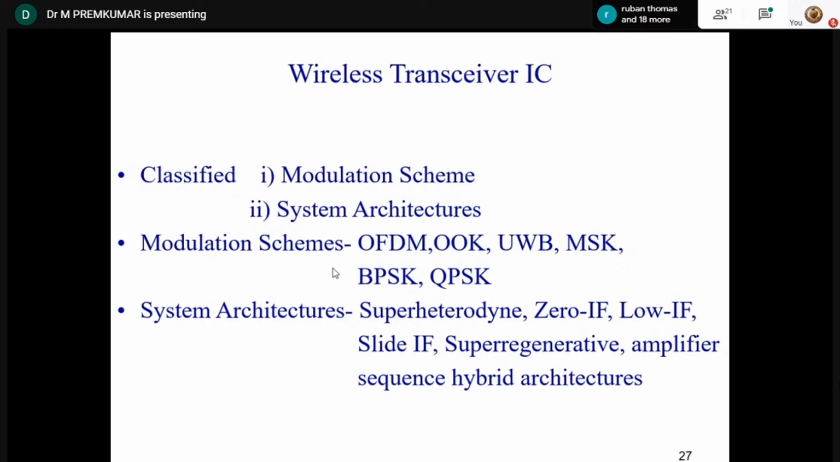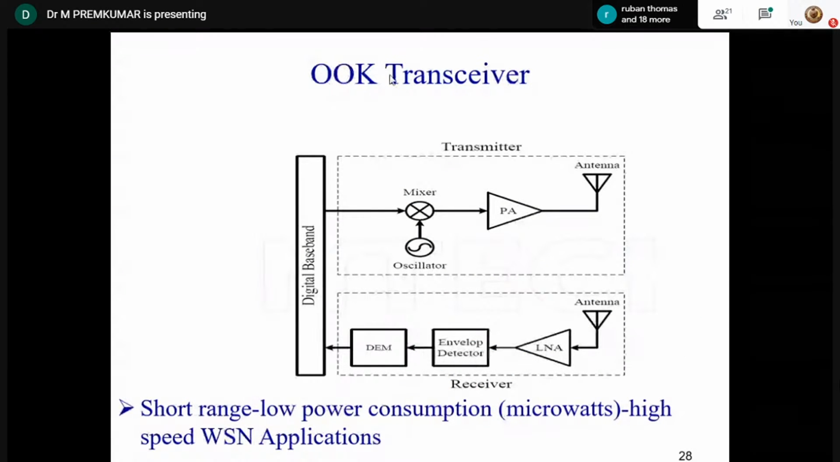Then this is the commonly used on-off keying transceiver. Nowadays wireless sensor networks are used in most applications, so you can try to provide an end-to-end solution. This is the baseband section, and this is the entire hardware section where you can develop some possibilities.